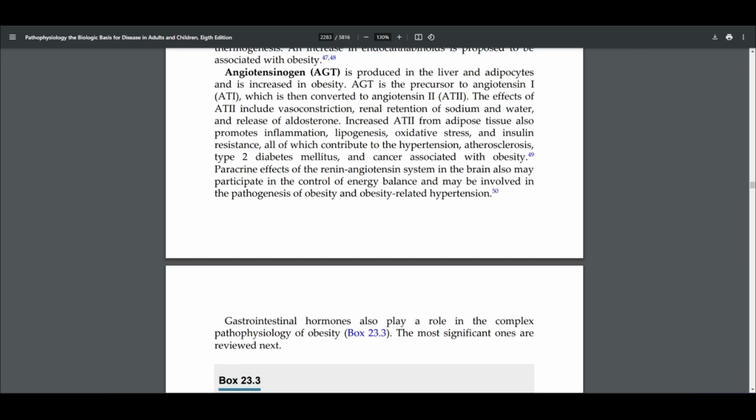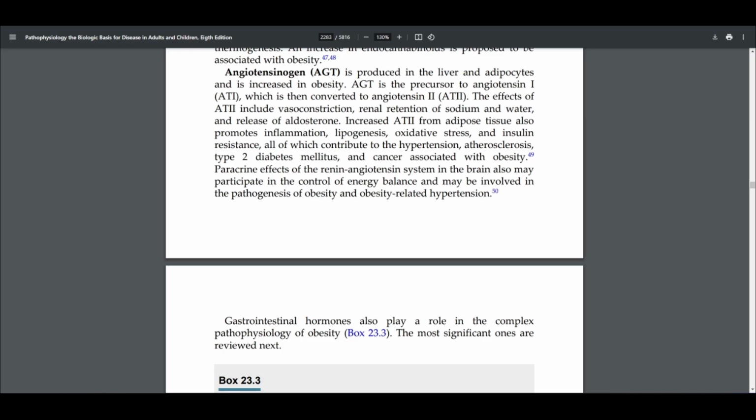Increased angiotensin 2 from adipose tissue also promotes inflammation, lipogenesis, oxidative stress, and insulin resistance, all of which contribute to the hypertension, atherosclerosis, diabetes, and cancer associated with obesity. The paracrine effects of the renin-angiotensin system in the brain also may participate in the control of energy balance and may be involved in the pathogenesis of obesity and obesity-related hypertension.